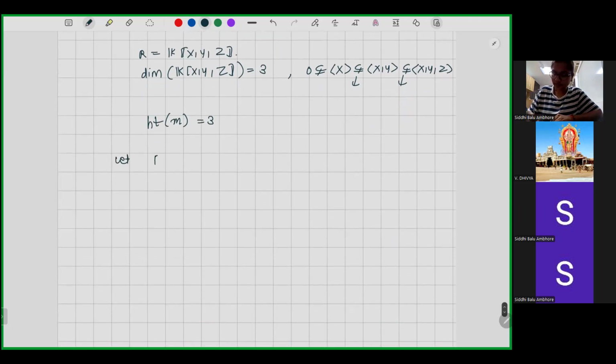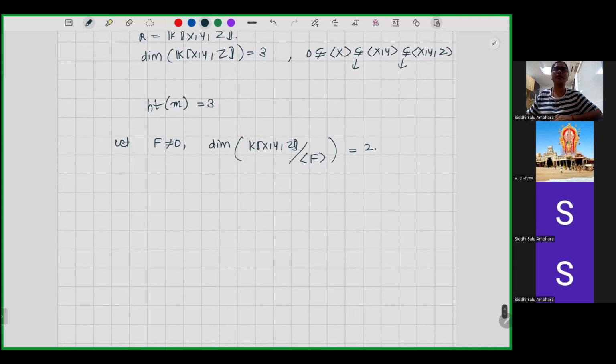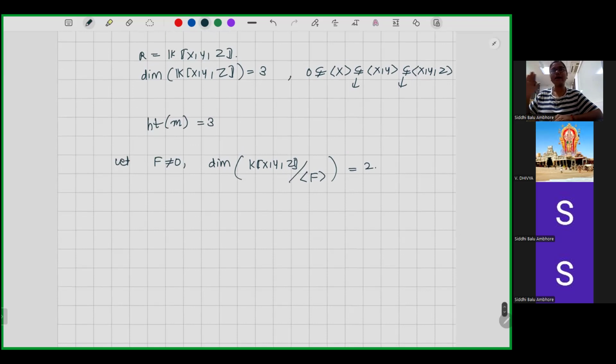So let f be non-zero. And then the dimension of k[x, y, z] quotiented by this f will be 2, right? Because we are considering this f to be non-zero and we are quotienting by a non-zero element in an integral domain. This k[x, y, z] is an integral domain, and we are quotienting it by some non-zero element, so its dimension will always reduce. We discussed this also in the last lecture.